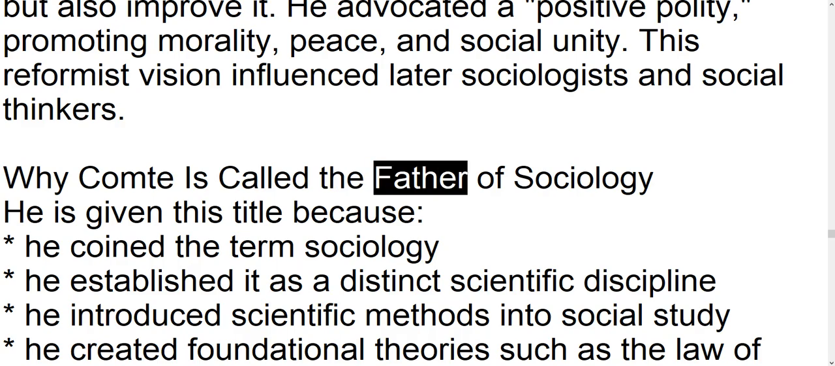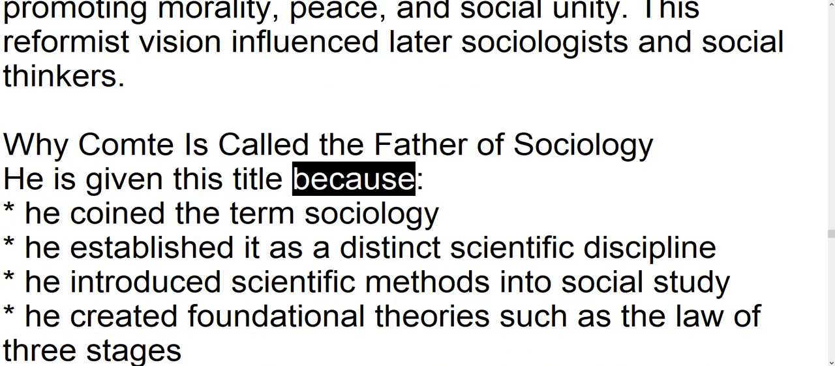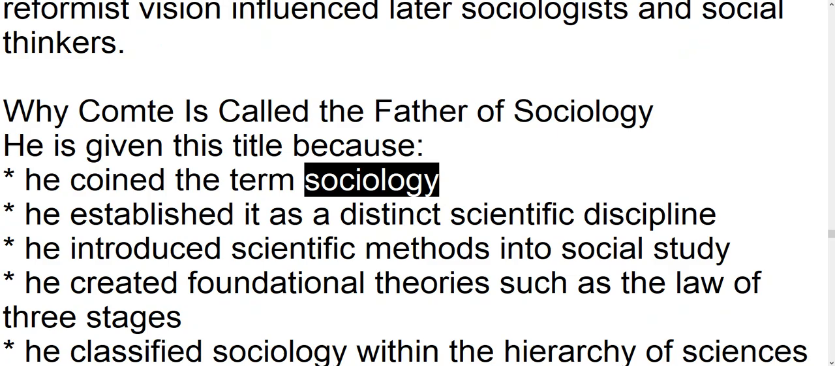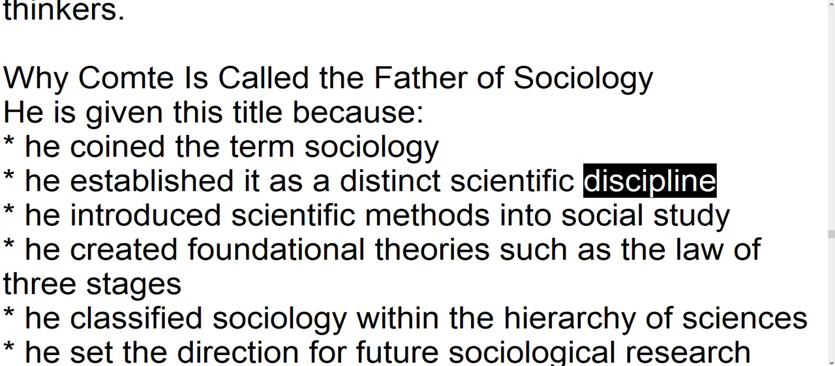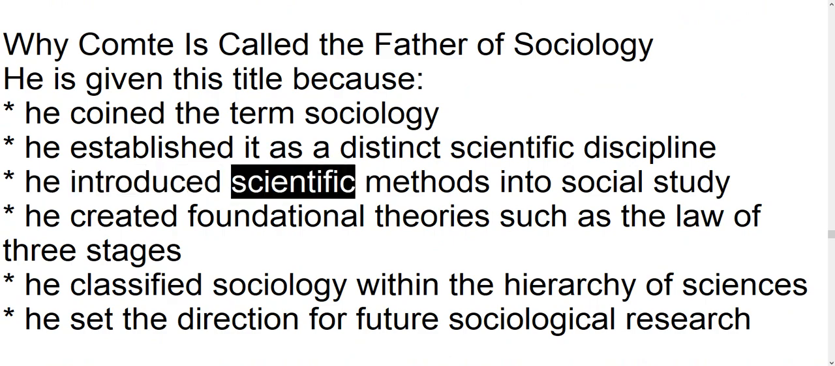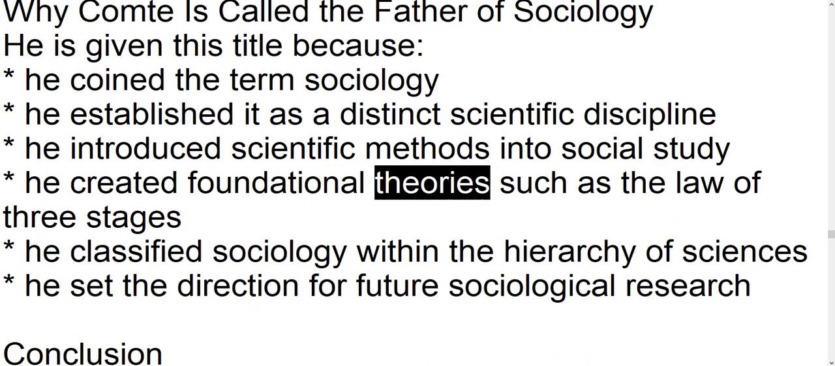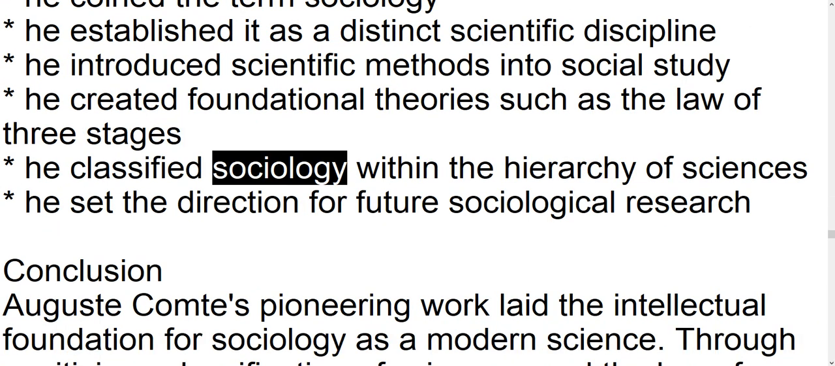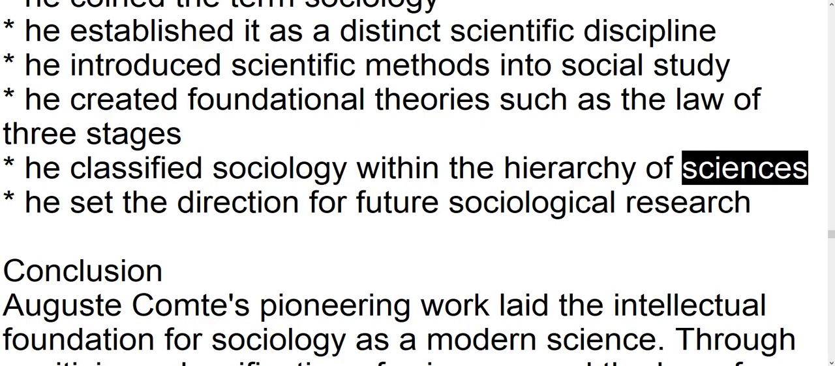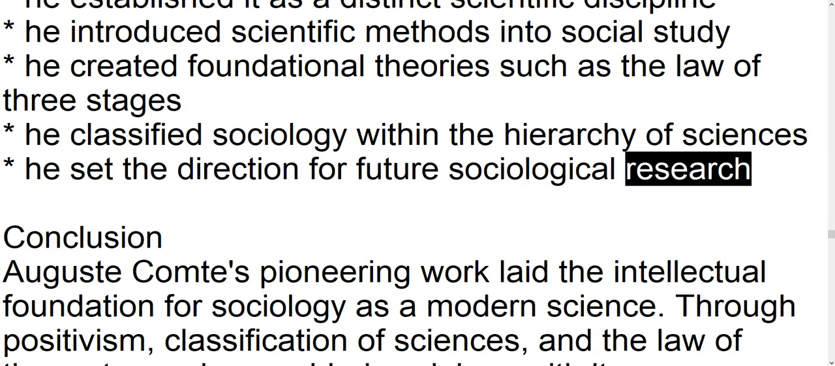Why Comte is called the father of sociology. He is given this title because he coined the term sociology. He established it as a distinct scientific discipline. He introduced scientific methods into social study. He created foundational theories such as the law of three stages. He classified sociology within the hierarchy of sciences. He set the direction for future sociological research.